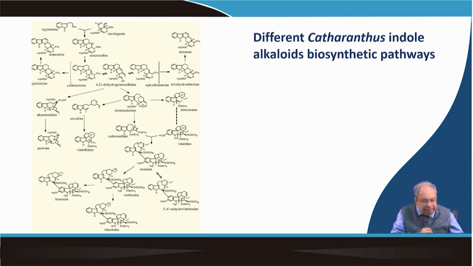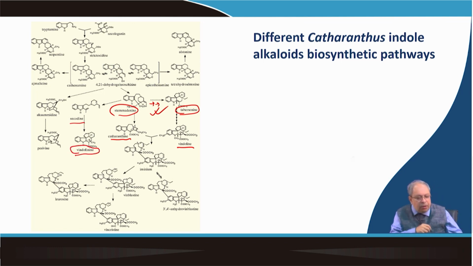Here in this slide, what I would like to emphasize is that from stemmadenine one route goes towards the formation of tabersonine, and these steps are already characterized, which contributes towards vindoline. The other route goes towards catharanthine, whereas from stemmadenine another route originates which goes towards the formation of secodine, and ultimately it forms vindolinine.